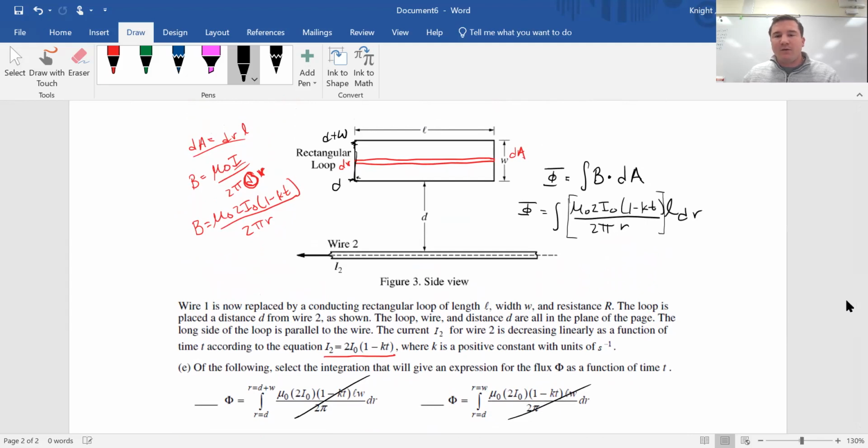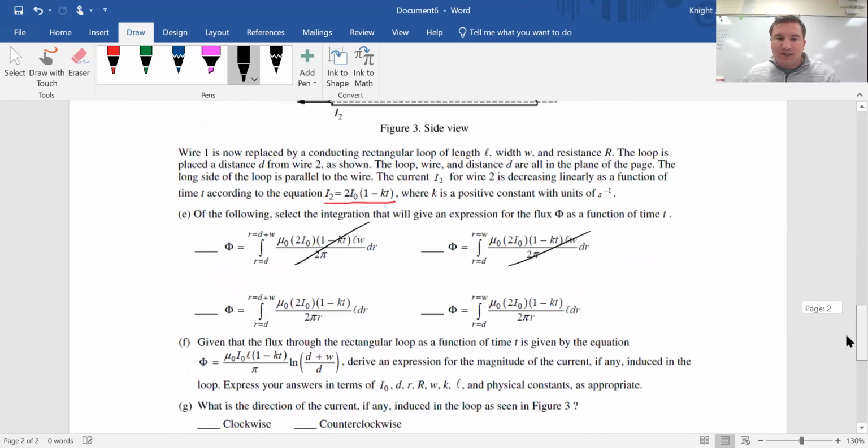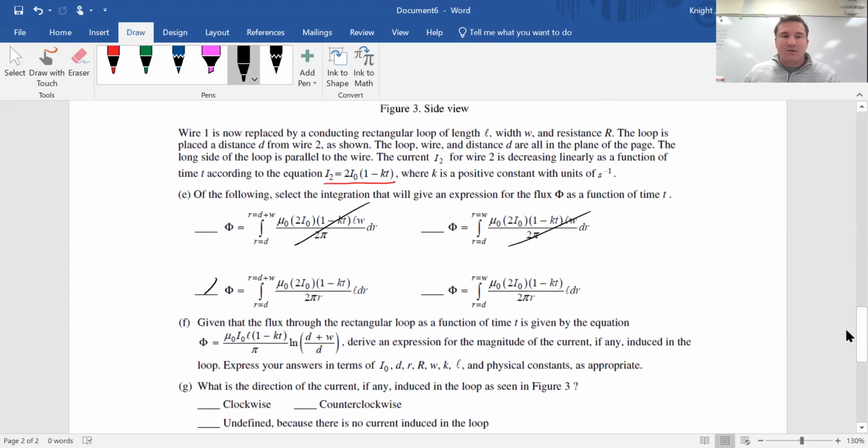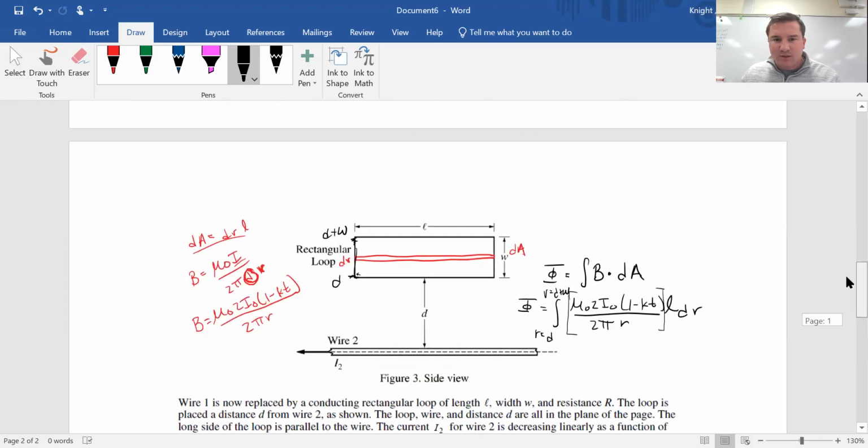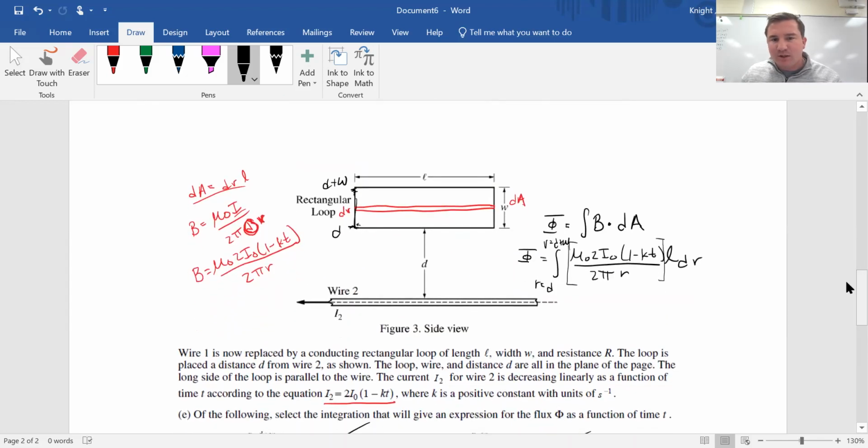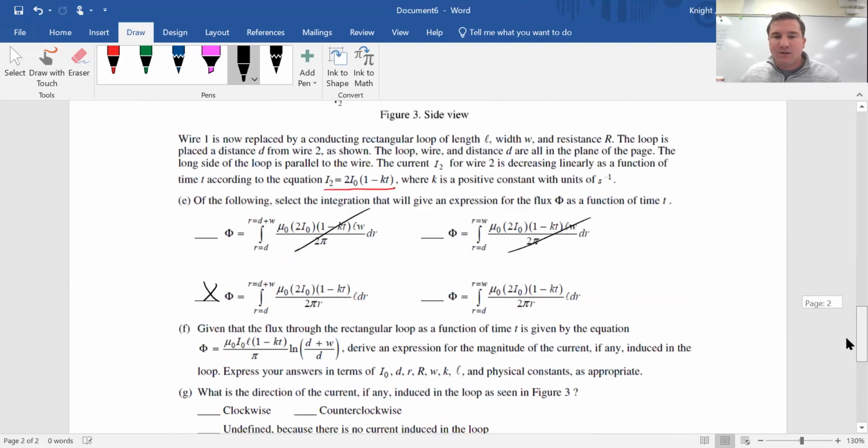So our bounds are going to be from R equals D to R equals D plus W, which is number 3 there, the third one. This one has the wrong bounds. W, it looks like, is smaller than D. So if you did from D to W, you would be doing from this distance down to that distance, which doesn't make any sense.